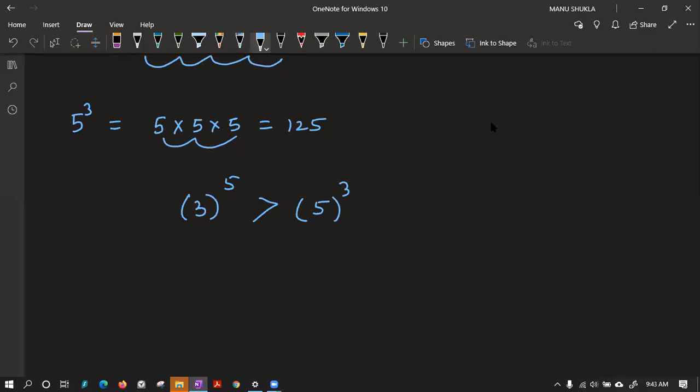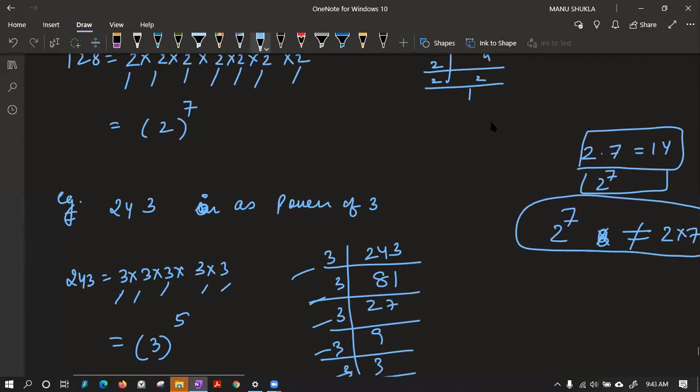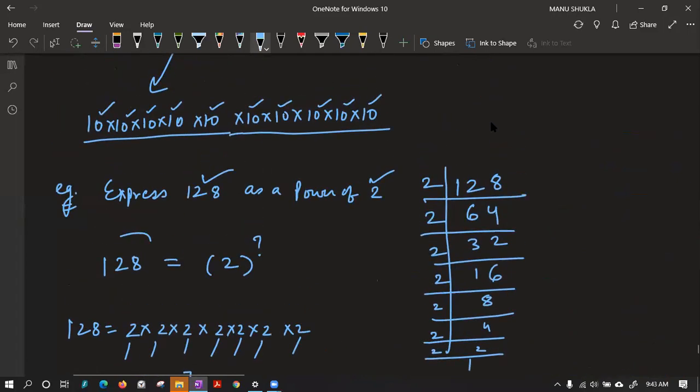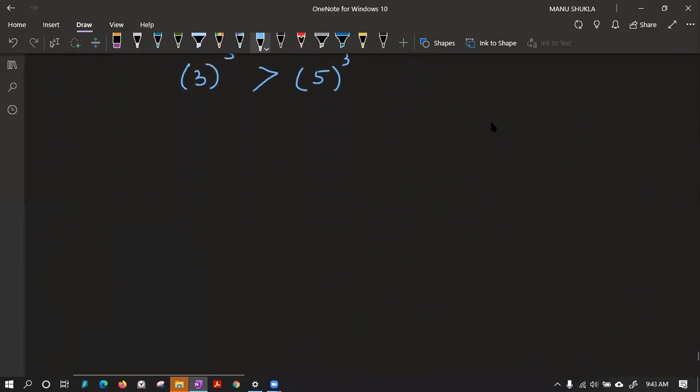Now let me give you one more example. In the earlier questions we have done, I told you to write 243 in terms of 3. I told you to write 128 in terms of 2. Now I'm giving you one more question. Try to understand. Example, express the given numbers as product of powers.